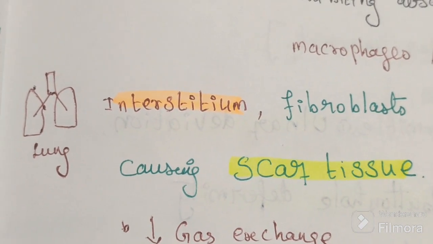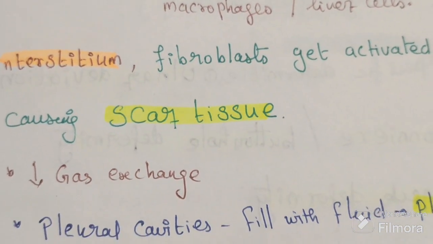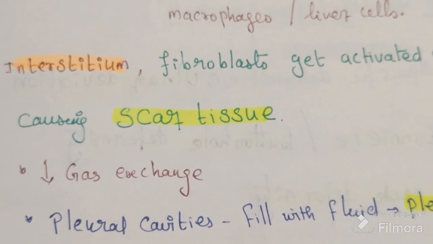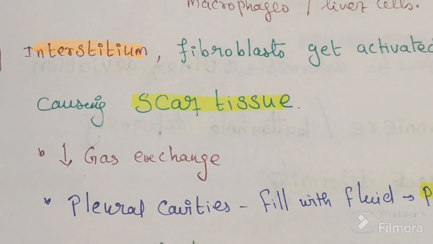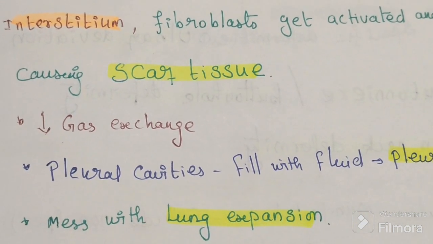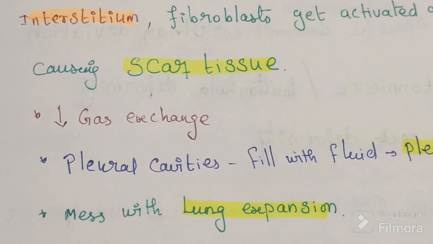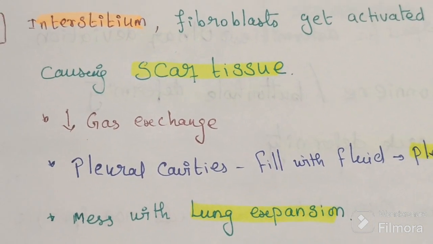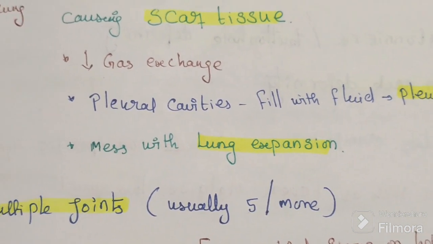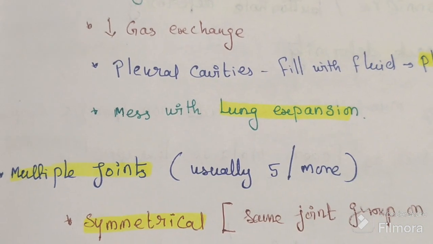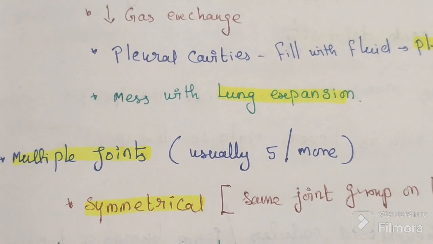Meanwhile, within the lungs' interstitium, fibroblasts get activated and proliferate, causing fibrotic or scar tissue that makes alveolar gas exchange harder. Also, the pleura can sometimes interfere with lung expansion. Rheumatoid arthritis typically involves multiple joints, usually 5 or more.